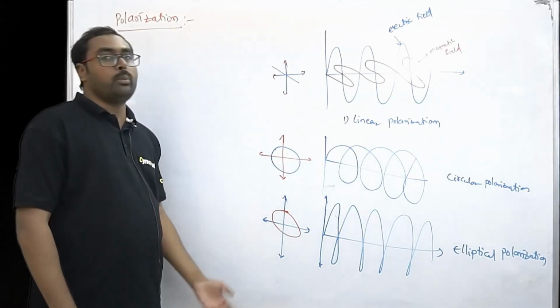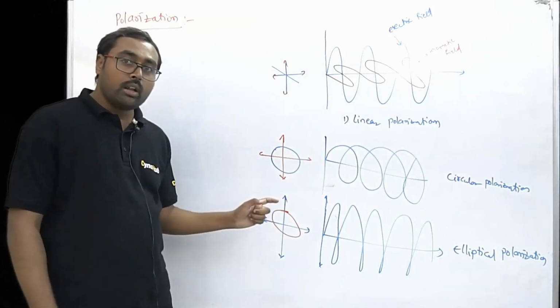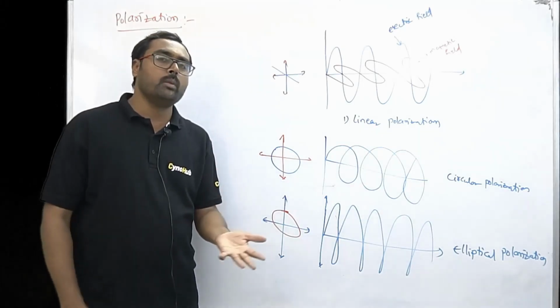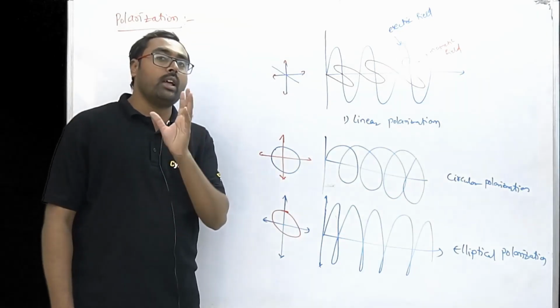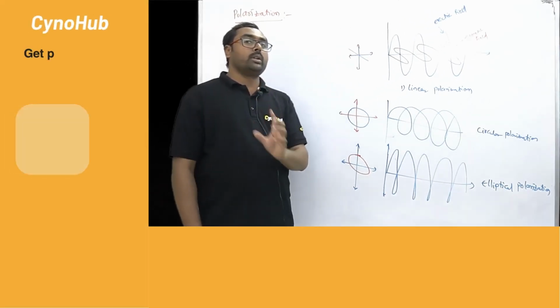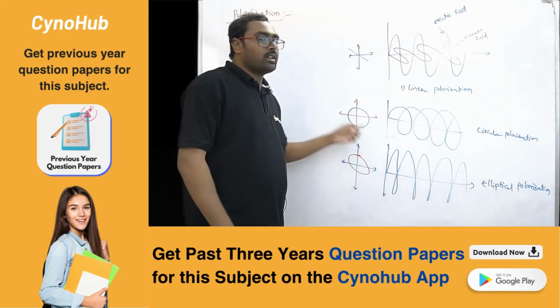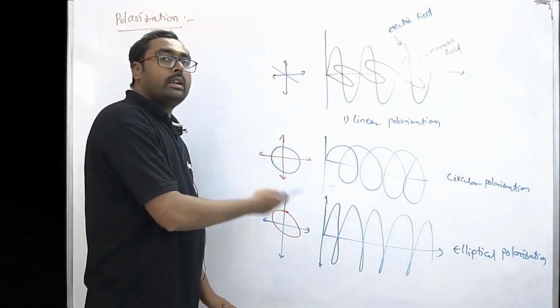Next is elliptical polarization. In this, the electric field and magnetic field are perpendicular to each other, but the amplitudes are unequal, high and low. That's why the wave is polarized in an elliptical direction. In circular polarization, when the magnitudes are equal, it forms a circle. Whenever the magnitudes are unequal, it is elliptical.